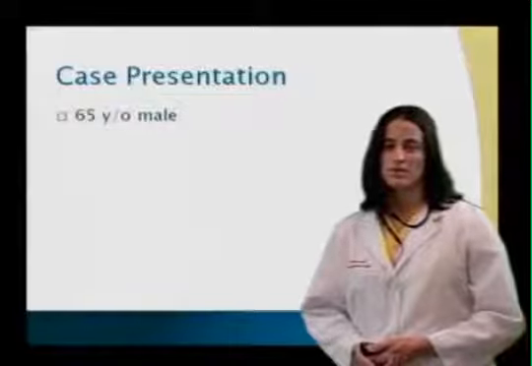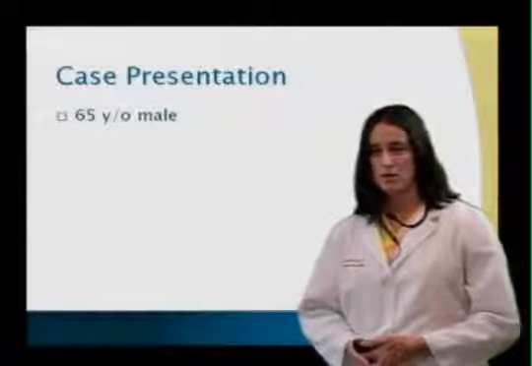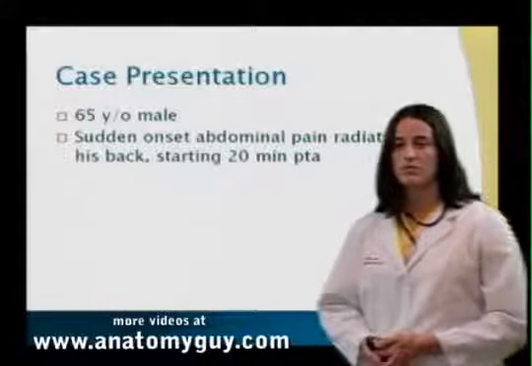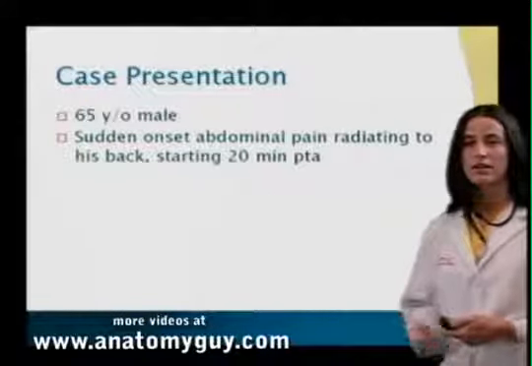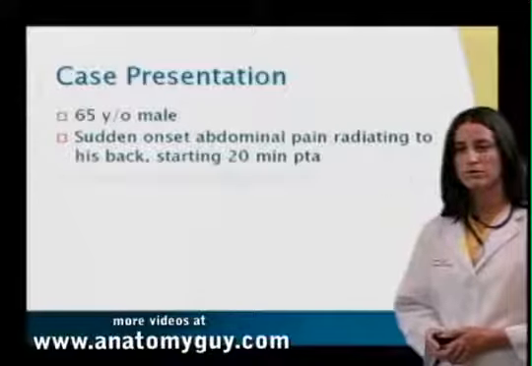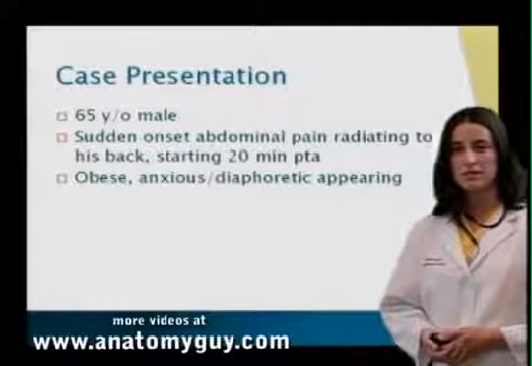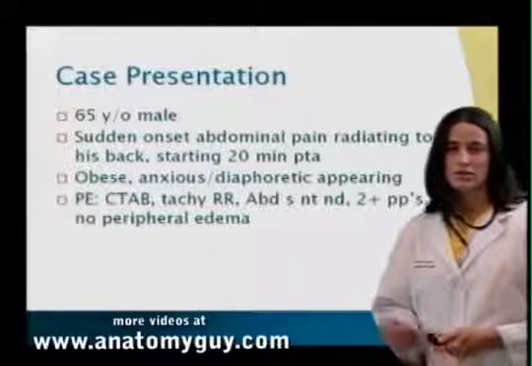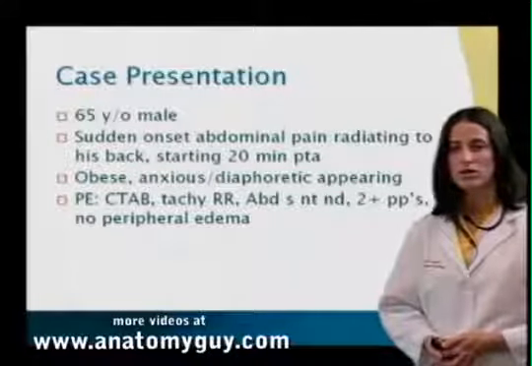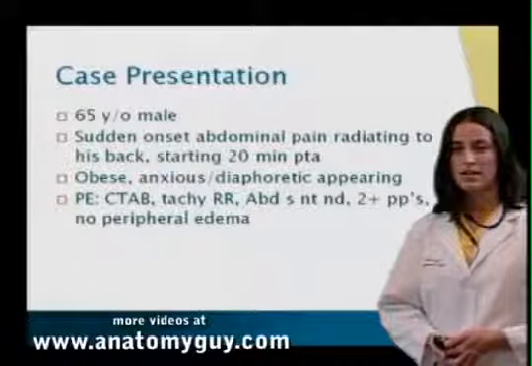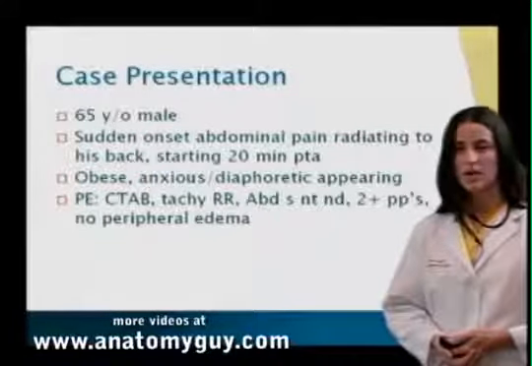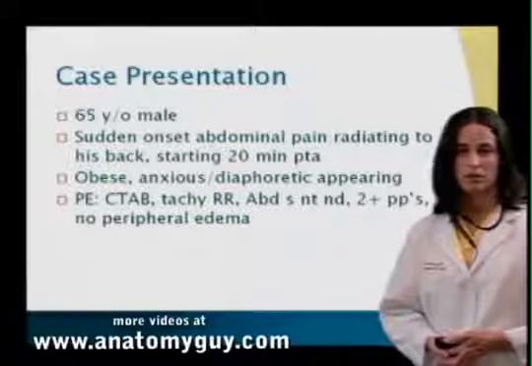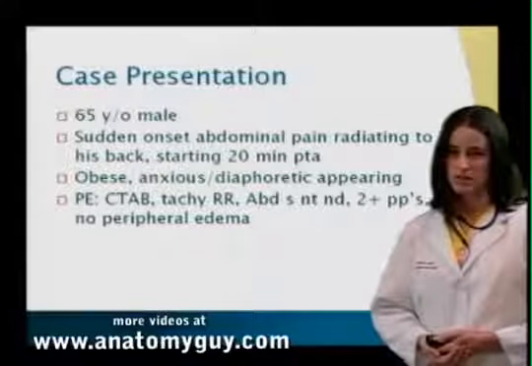For our case presentation, we have a 65-year-old male who comes from home, presents per EMS. He has sudden onset of pain radiating to his back that started 20 minutes prior to arrival. He's obese, anxious appearing, very diaphoretic. On a physical exam, a focused assessment, his lungs are clear to auscultation bilaterally. He has a tachycardic rate, regular rhythm. His abdomen is soft, non-tender, non-distended. He has 2+ peripheral pulses times 4 extremities and no peripheral edema.